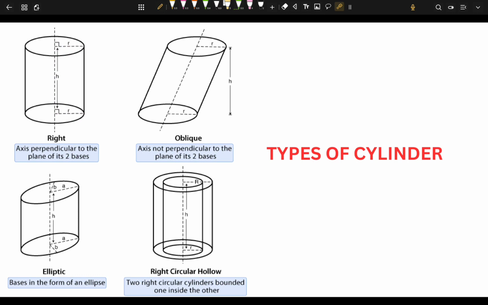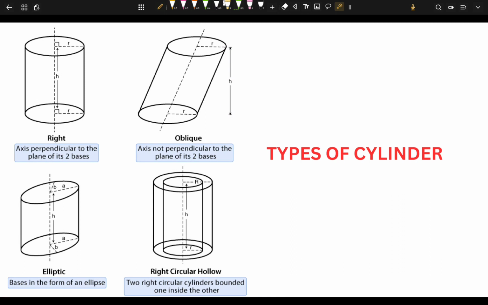Sunod natin is yung oblique. So, axis is not perpendicular to the plane of its two bases. So, ibig sabihin, yung pinakagitna, ayan nga yung axis, di ba? Parang sa analytic geometry, we have the axis of symmetry. So, ganun din dito, which is the center, no? Axis natin, na kung saan hindi perpendicular doon sa ating plane, sa two bases natin. Kaya po, dito, for sure, pag oblique, we're getting yung ating altitude or yung height na perpendicular doon sa ating dalawang bases.